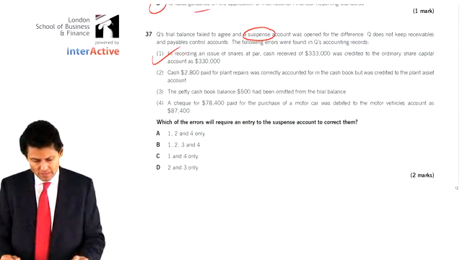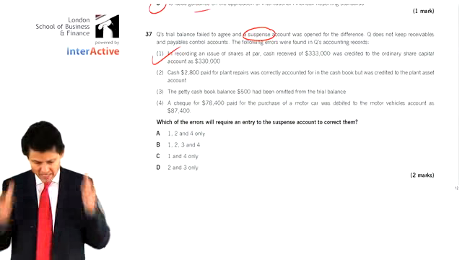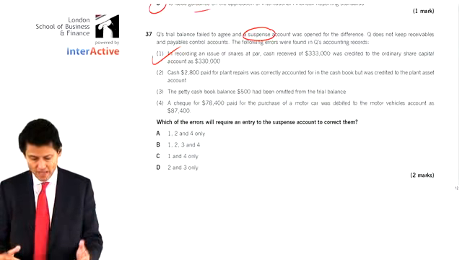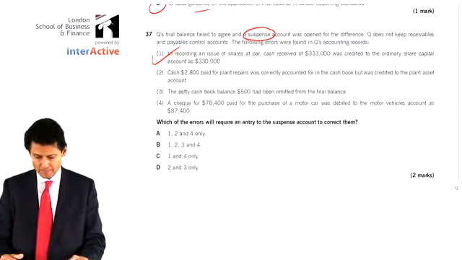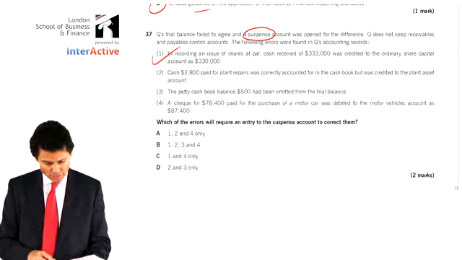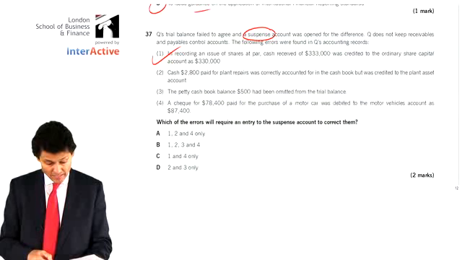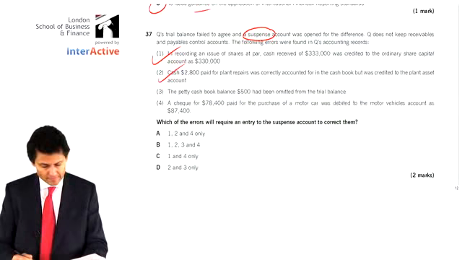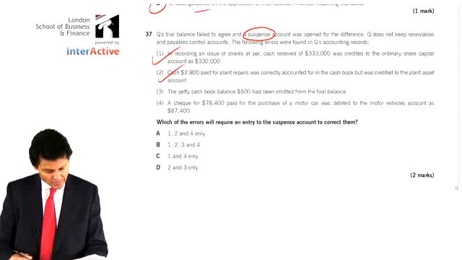Cash $2,800 paid for plant repairs, which is a debit, was correctly accounted for in the cash book, but was credited to the plant asset account. So if you've gone and credited something to the plant account, obviously your suspense account is needed to cancel that 2,800. So most definitely the answer is yes. Could well need to be doubled up there to get rid of it.